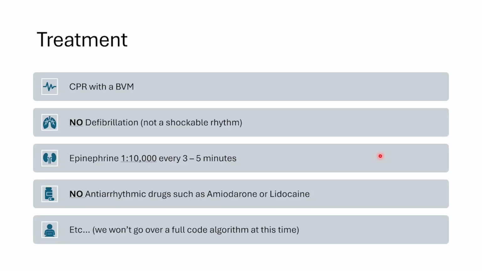This is not a shockable rhythm, so when we look at treatments, it's going to be CPR with a BVM. No defibrillation, it's not a shockable rhythm. It's going to be epinephrine 1 to 10,000 every 3 to 5 minutes. You're not going to use an antiarrhythmic drug such as amiodarone or lidocaine. And again, we're not going to go over a full code algorithm, but these are just things to note. We're really just going to go for quality compressions, BVMing our patient, and administering epinephrine.